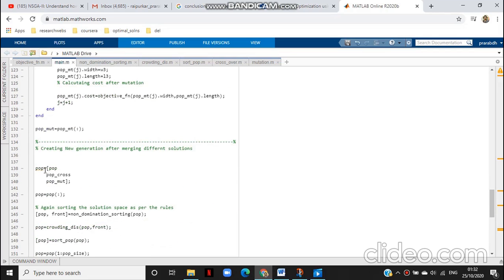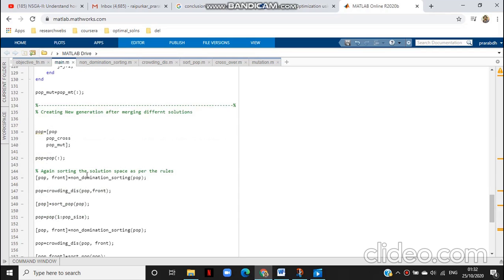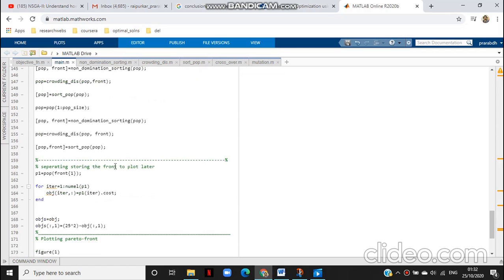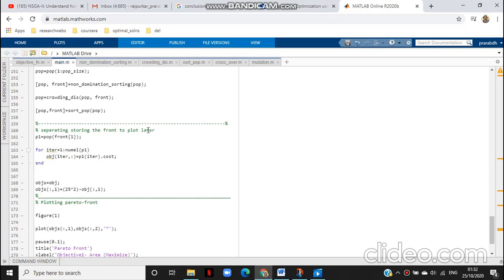After that we vertically stack the population, the crossover population and the mutation population. And after vertically stacking, we again do non-domination sorting. We do crowding distance, and then we do the sort pop function. In this way, as you can see, we do this in a loop for n number of iterations. The number of iterations we have taken is like 20 or so.